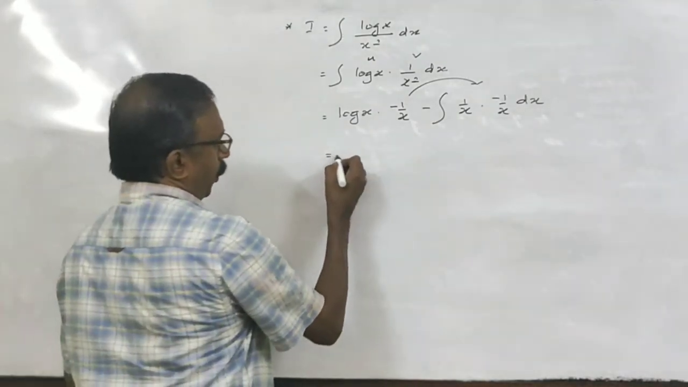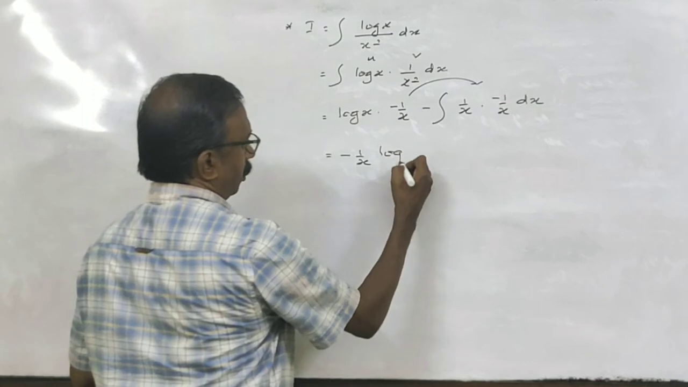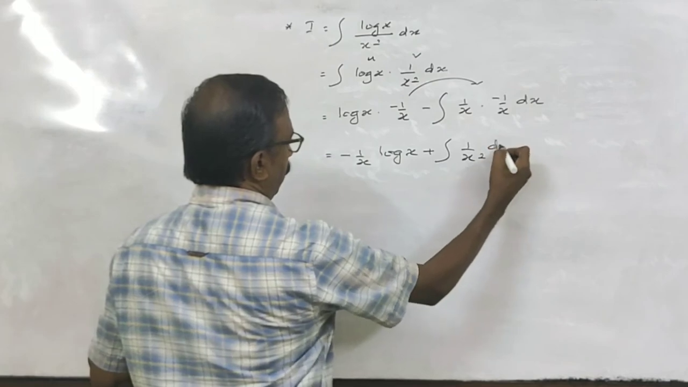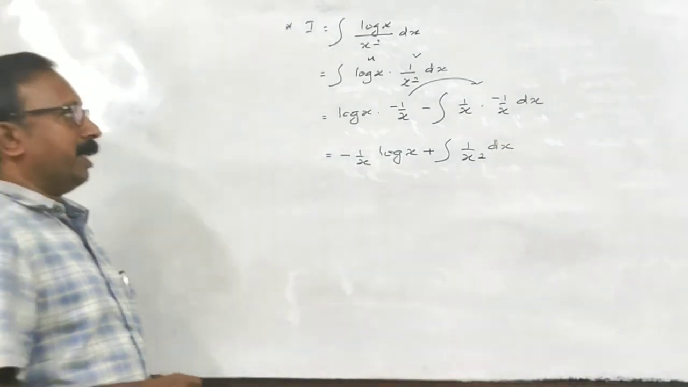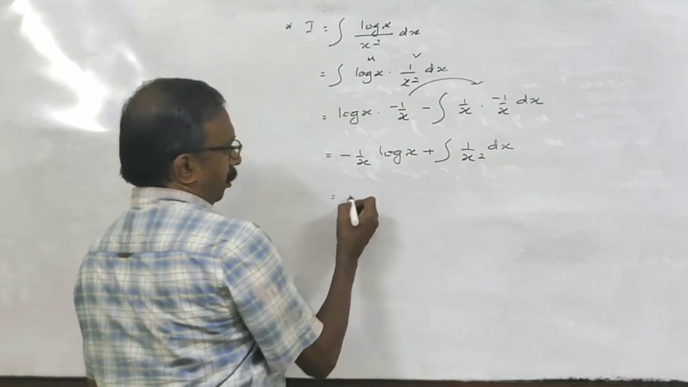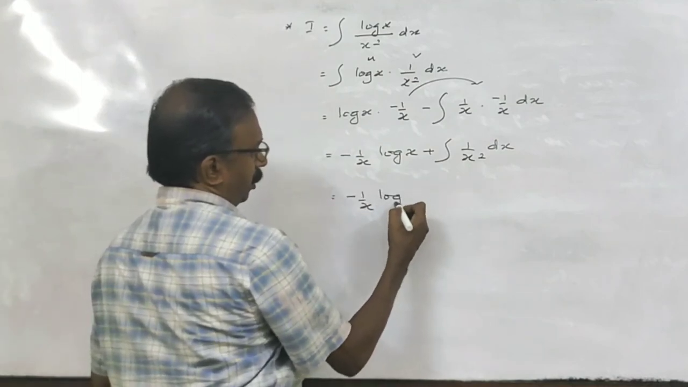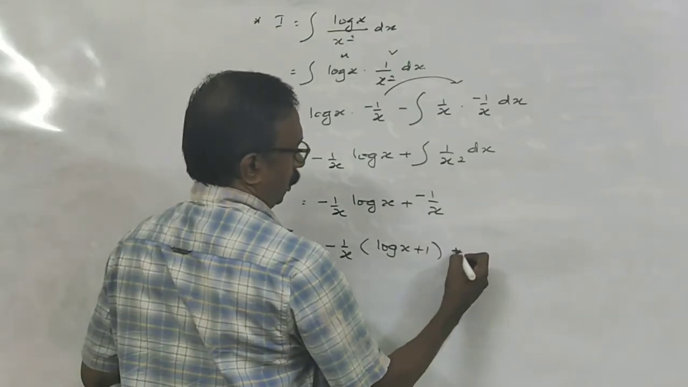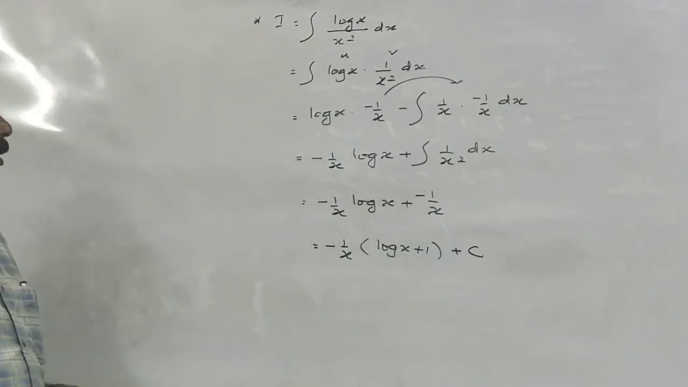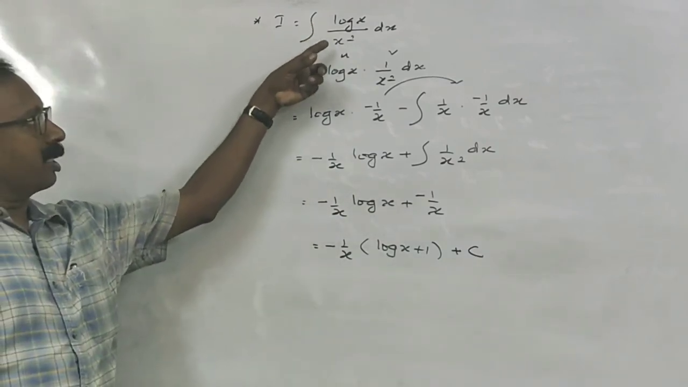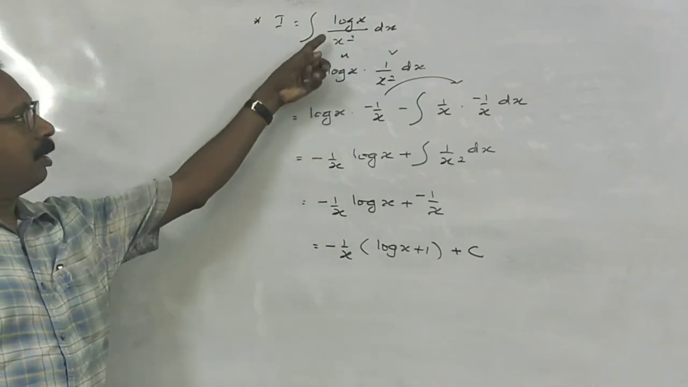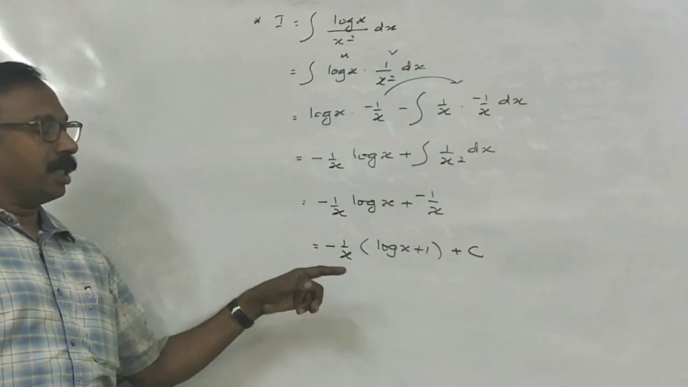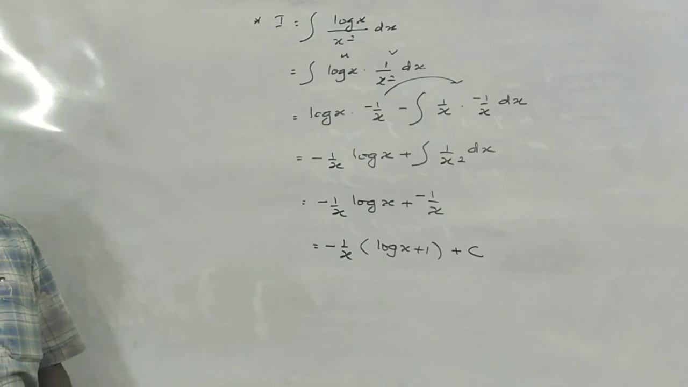That is equal to minus 1 by x log x, minus into minus is plus, integral of 1 by x square dx. But integral of 1 by x square is again minus 1 by x. So minus 1 by x log x plus minus 1 by x plus c is the answer. There is integral of log x by x square. You can write as log x into 1 by x square and applying the product rule, finally you get minus 1 by x into log x plus 1 plus c.